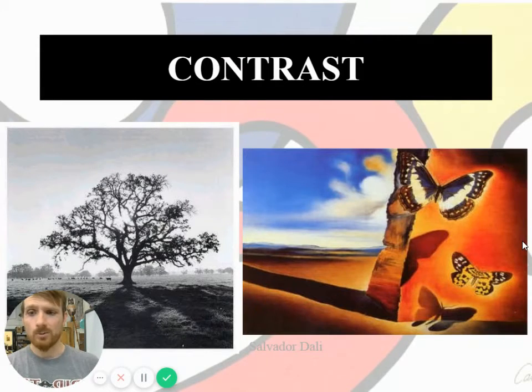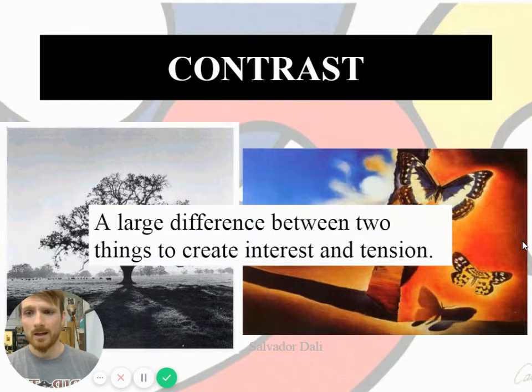Our second principle is contrast. And contrast is when there's a big difference between two things used to create interest or tension. So in Art 1, we talked about contrasting light to dark, so contrasting values. We talked about contrasting colors, talked about contrasting textures, and really contrast is how we make our pieces interesting and make the subject matter stand out from the background.